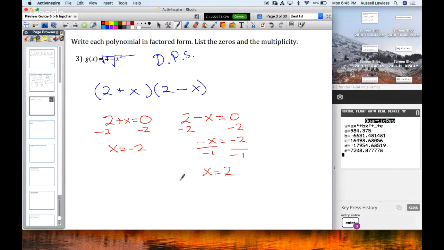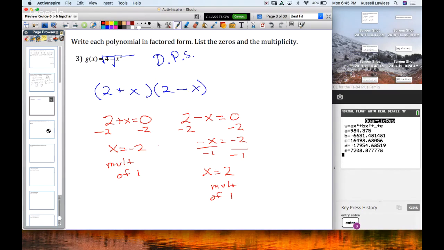But don't forget that multiplicity. And so x will equal negative 2 with a multiplicity of 1. And x will also equal 2 with a multiplicity of 1. And again, multiplicity is just based off of how many times does the answer occur. And so now let's move on to 4 and 5.